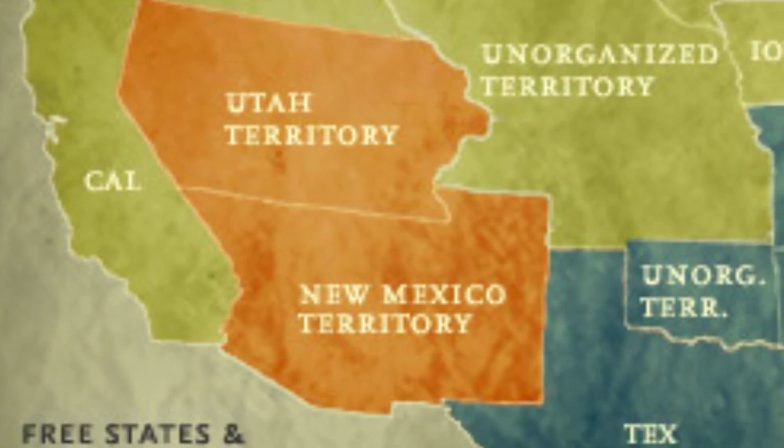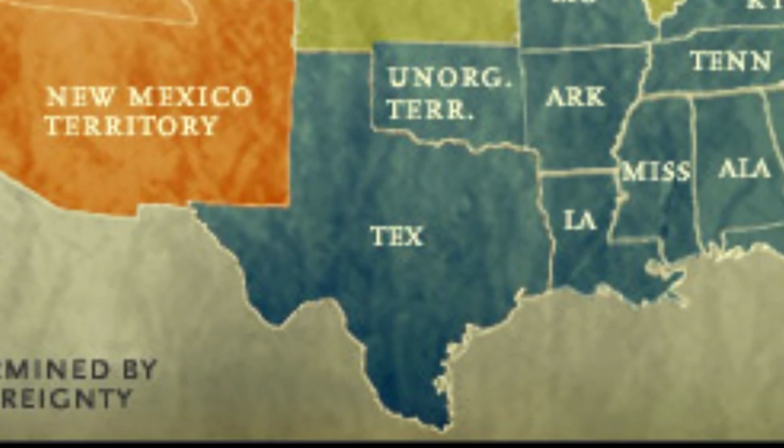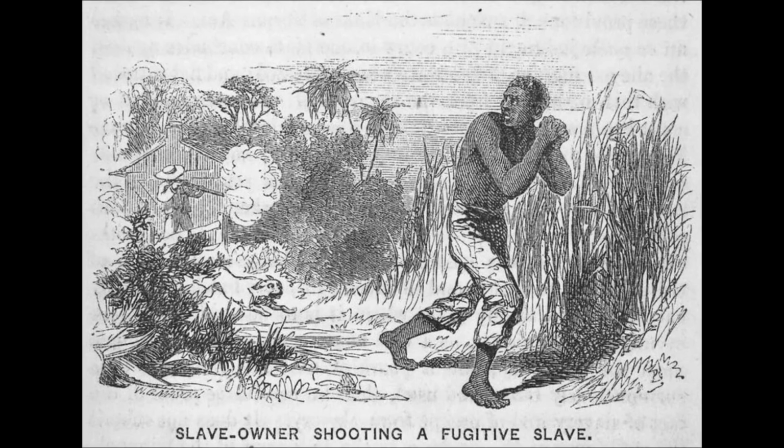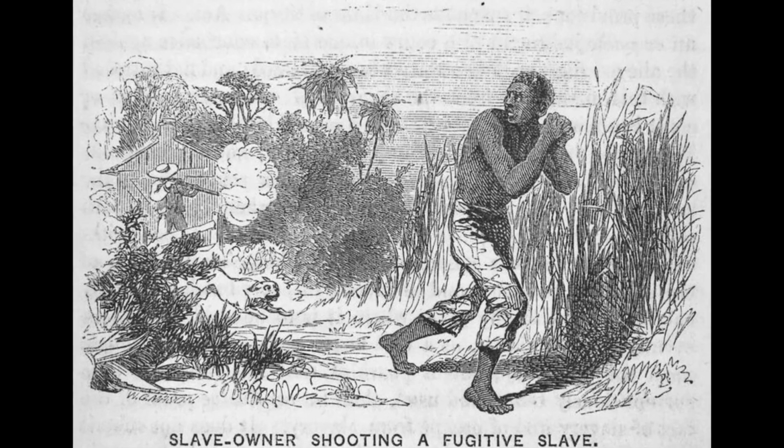The third bill settled a boundary dispute between Texas and New Mexico. Texas lost land, but in return was given $10 million to settle the state debt. The fourth bill put an end to slave trade in Washington, D.C. That being said, it did not end slavery. The fifth bill made it easier for the Southerners to recover fugitive slaves in the northern states.